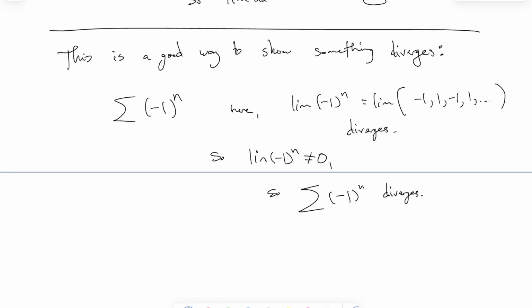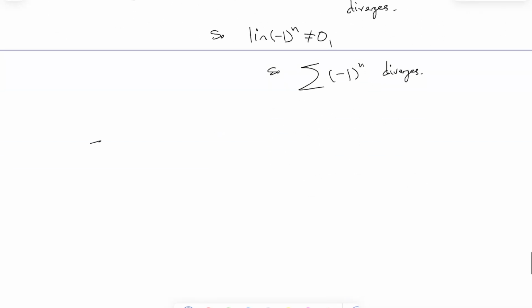This is a quick and easy way to show something diverges. You just argue that the terms on the inside, their limit is not 0. All right, here's another one. How about the sum of 3n cubed minus 7n over n cubed? And your job here, show it diverges.